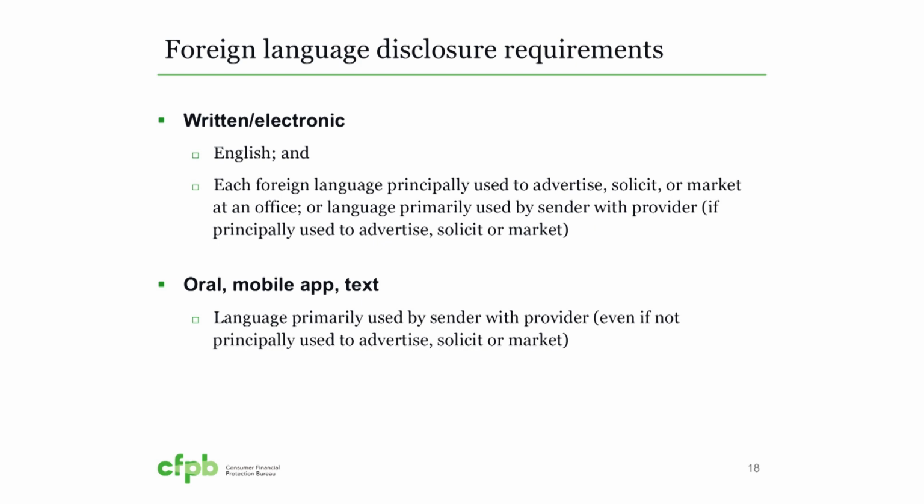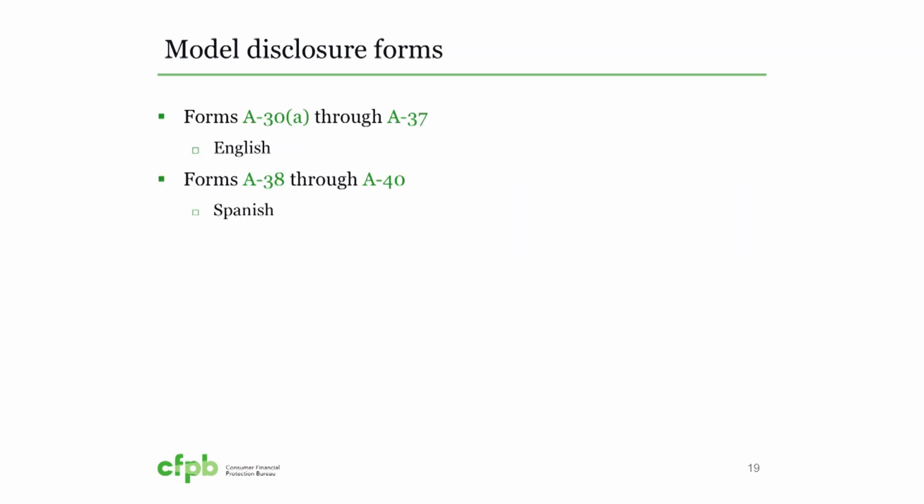Note again that special rules apply for telephone transactions. Providers must give prepayment disclosures orally in the language primarily used by the sender with the provider, even if the transfer was not advertised in that language. The receipt again follows the normal telephone rule. When disclosures are provided orally, they do not need to be provided both in English and in the foreign language. The rule also imposes specific formatting requirements for disclosures. These requirements include proximity, grouping, font size, and segregation requirements.